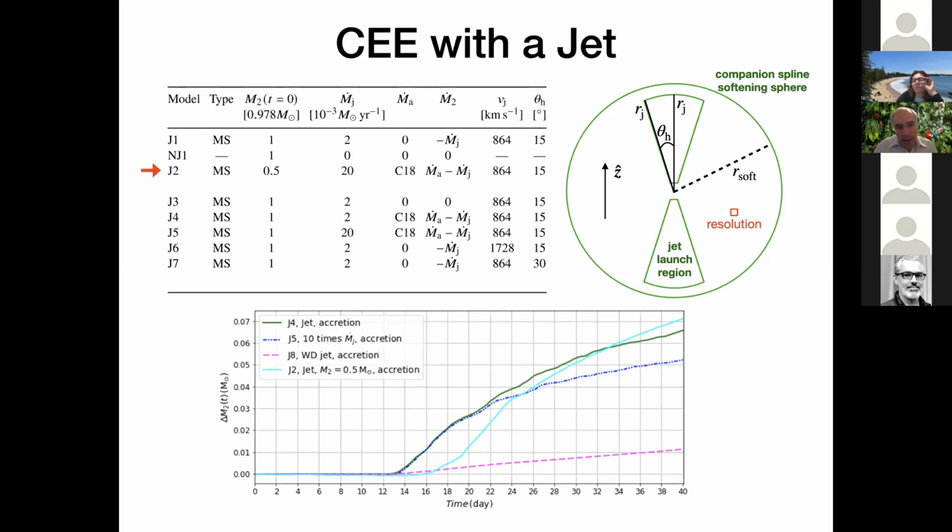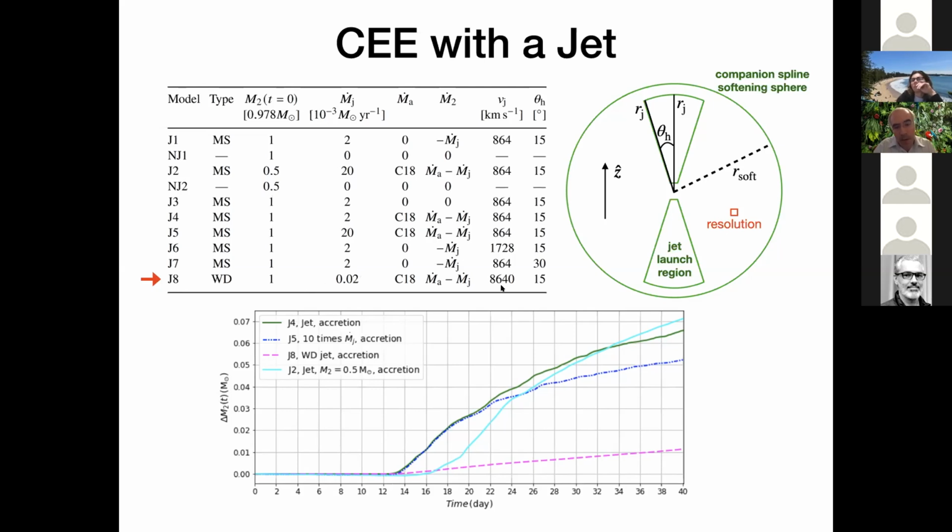Then we have the half mass companion. We tried that as well. And then finally, white dwarf parameters. So the Eddington rate is now 100 times smaller, roughly, because it roughly goes as the radius, and the radius is about 100 times smaller for a white dwarf.